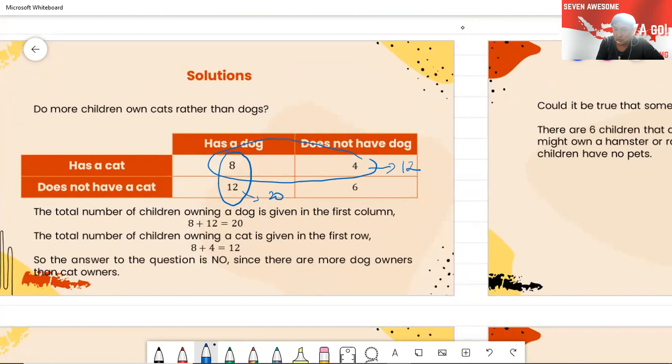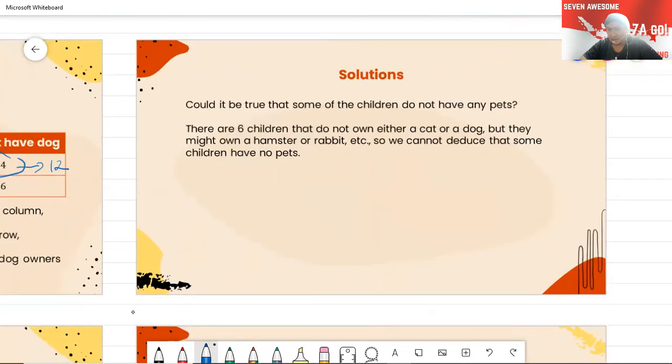Now, okay, do more children own cats rather than dogs? Okay. Now, this one. These cells, okay, this column belongs to dog. 8 and 12, 20. Now, this row belongs to cats. 8 and 4 become 12. Now, from this information we can conclude that it is not, okay? It is that the dog owners are more than the cat owners. Something like that.